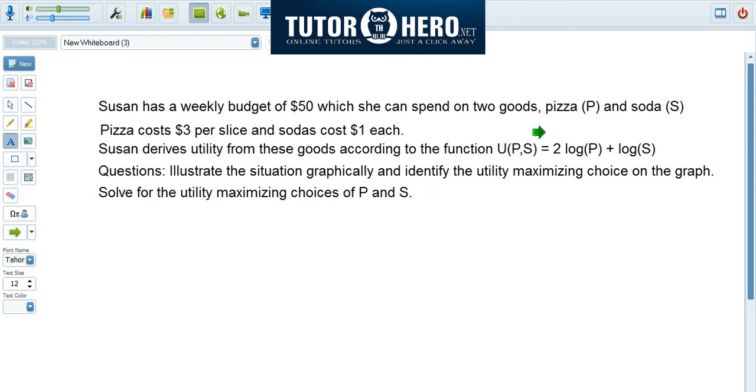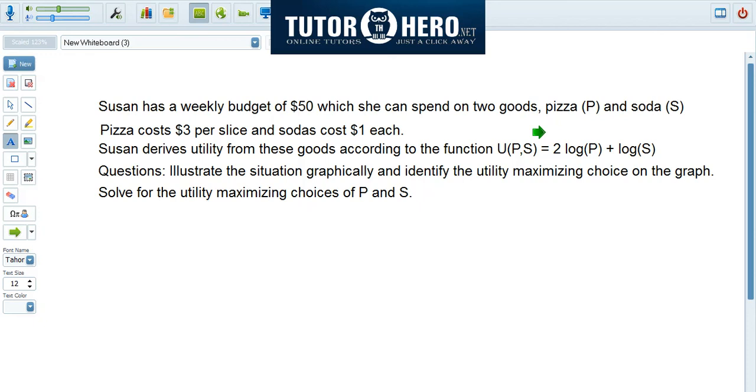For utility functions, you don't want to think too carefully about what the numbers mean. The numbers just give you a ranking of the different goods. The point of the utility function is that it explains how she trades off between the goods. The kinds of questions that you're going to be asked to answer for a problem like this: the starting point is usually that you're going to be asked to illustrate the situation graphically and to point out on the graph where the utility maximizing choice occurs. You will also frequently be asked to solve analytically for the utility maximizing choices of the two goods.